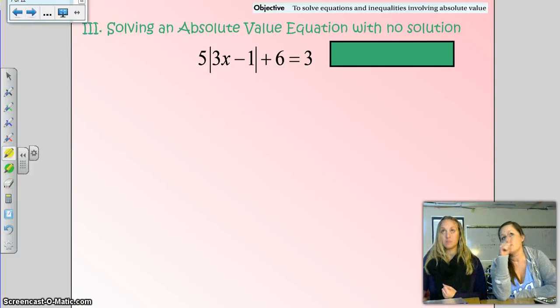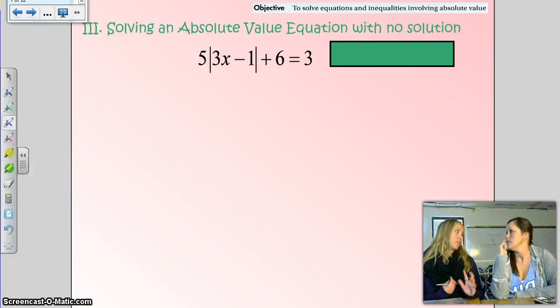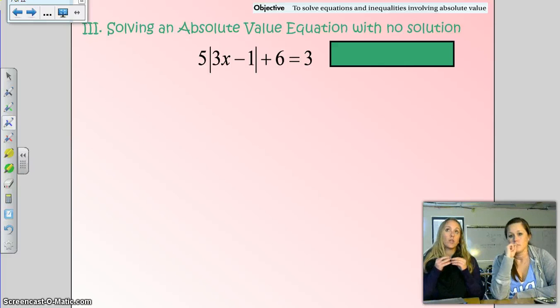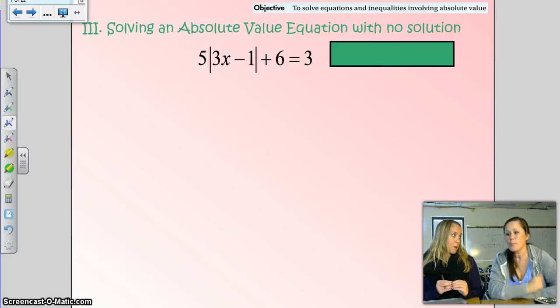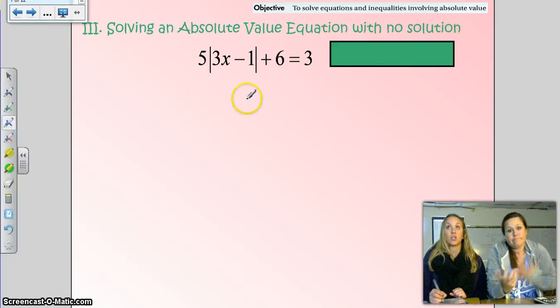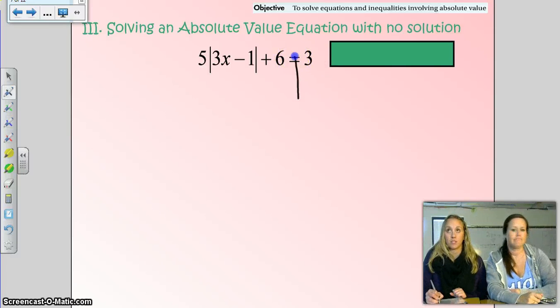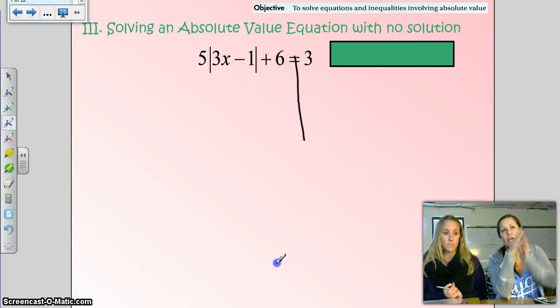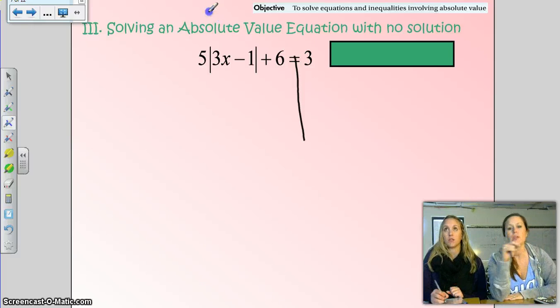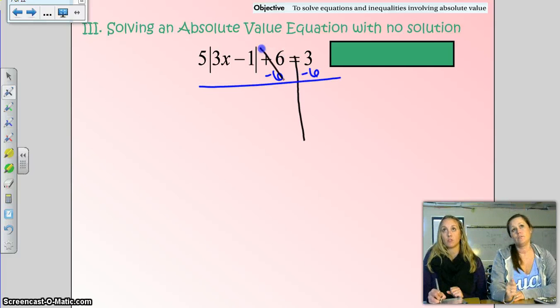Now, should I distribute the 5? I get that this is confusing, but you would not distribute the 5, because those are not parentheses. It is a grouping, but you don't distribute, because that does not mean 5 times. So we're going to do minus 6, minus 6, and get all that stuff. Okay, so bring that down.